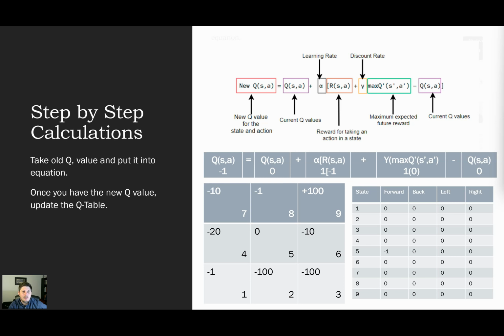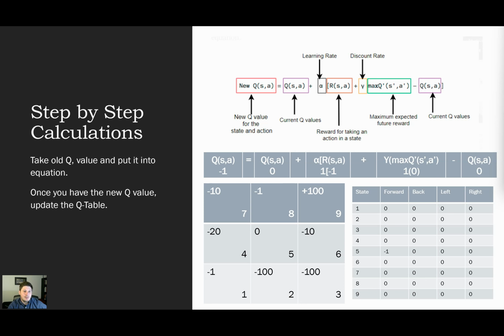But as we start to fill out the table, we can look at, all right, from 5, if I move towards 8, the Q value for that is going to be different than if I move to the right and move into square 6 or state 6. So you can see how this table will start to build out.